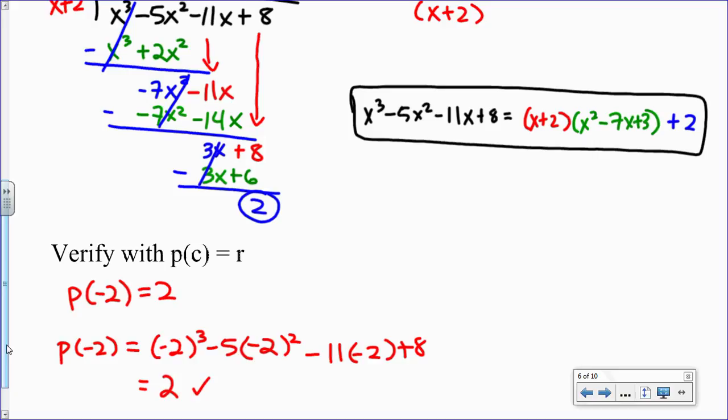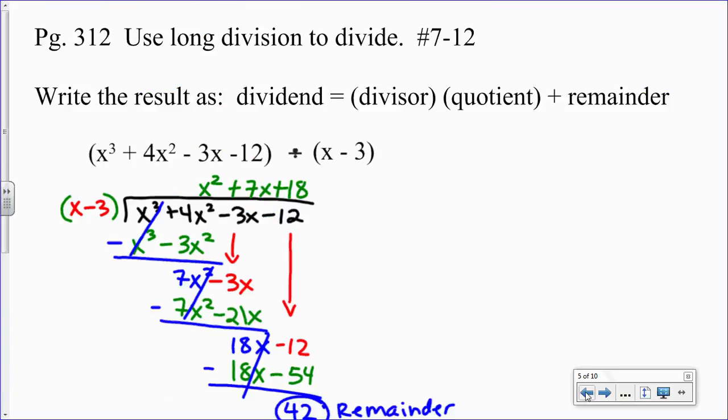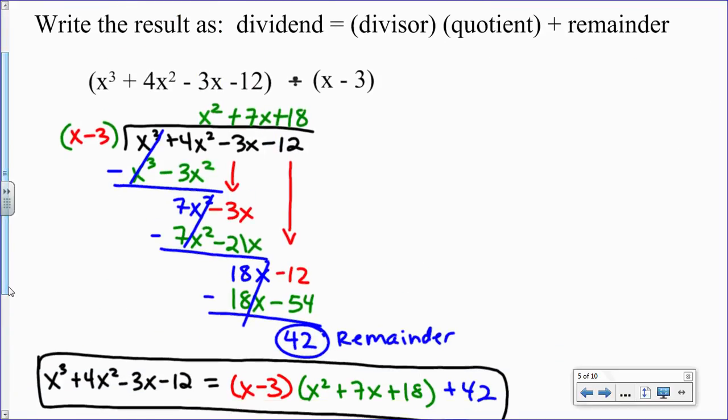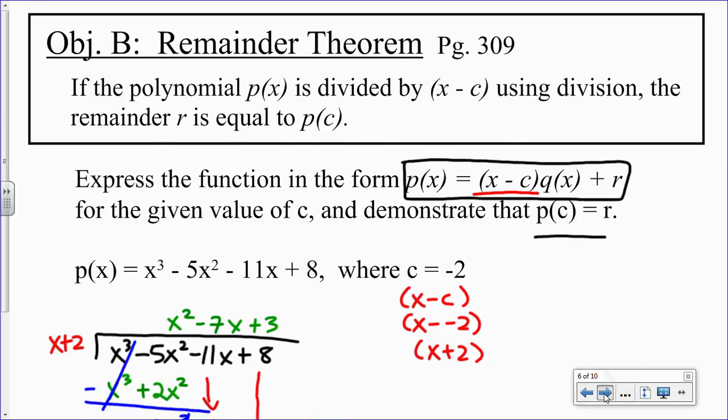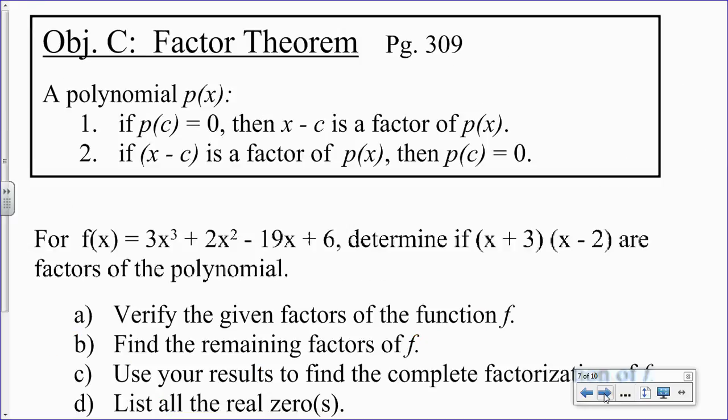So going back to this, if you plugged in 3, because the factor is x minus 3, so if you plugged in positive 3, you would have gotten 42 as your answer. That's what the remainder theorem says. Okay, now we have the factor theorem. So we're talking about factors now.